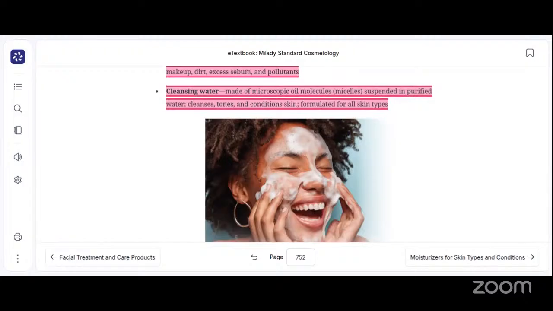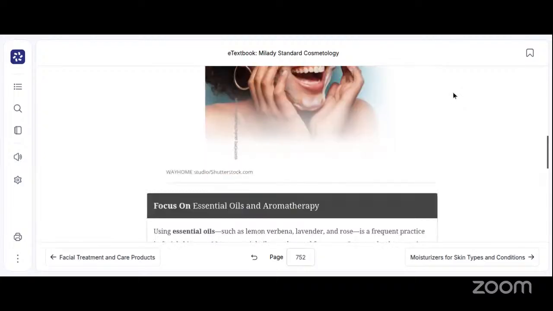It's going to tone, cleanse, tone, moisturize, but also you're able to use additional toner and moisturizers and serums after it. So it's one of the easiest types of cleansers to use, because mainly we just put it on a pad and wipe it on the face, or you can spray it on the face.